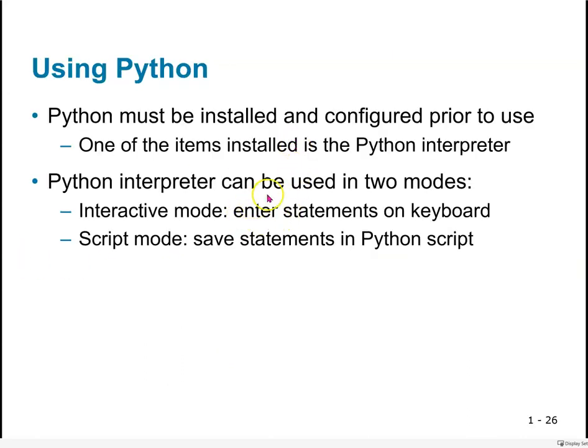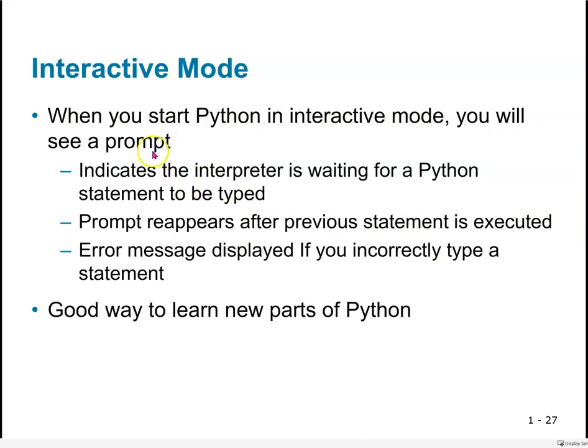Python must be installed and configured prior to use. One of the items installed is the Python interpreter. It can be used in two modes: interactive mode, where you enter statements on the keyboard, or script mode, where you build a file. We will also be using Codespaces in development to make it easier. When you start Python in interactive mode, you'll see a prompt. This indicates the interpreter is waiting for Python statements to be typed. Prompts reappear after the previous statement is executed. Error messages are displayed if you incorrectly type a statement. It's a good way to learn new parts of Python, and we'll go through it in the demo video.